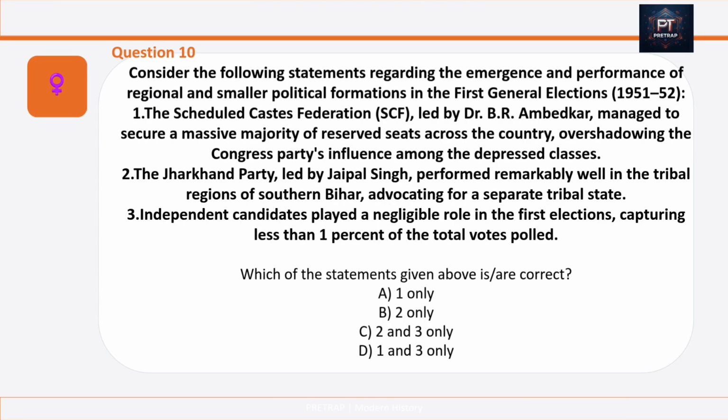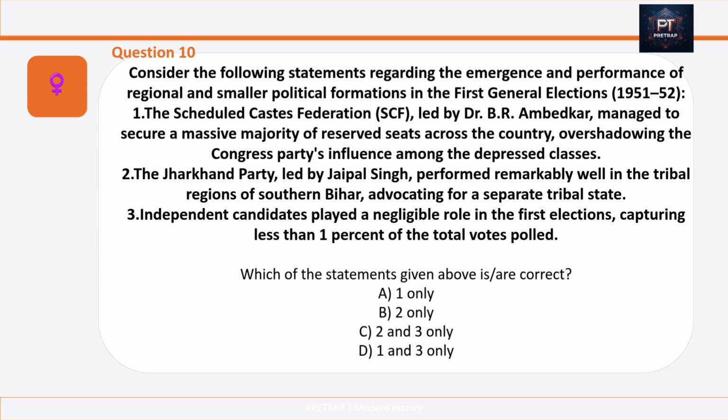Question number 10 is consider the following statements regarding the emergence and performance of the regional and smaller political formations in the first general election. Number 1. The Scheduled Caste Federation led by Dr. B.R. Ambedkar managed to secure a massive majority of reserved seats across the country, overshadowing the Congress party's influence among the depressed class. Number 2.